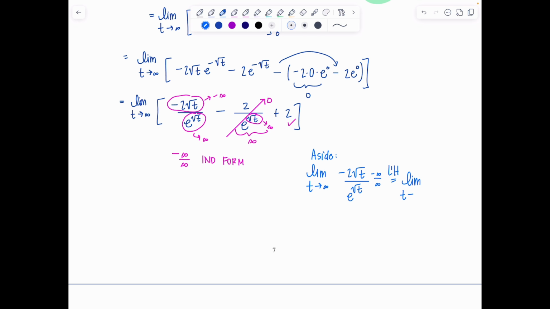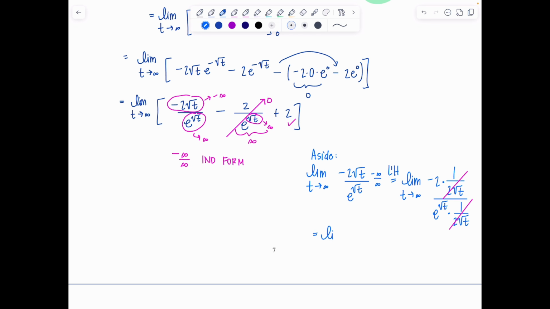Limit as t goes to infinity. So the derivative of negative 2 rad t, leave the negative 2, derivative of rad t is 1 over 2 rad t, over, and then the derivative of e to the something is e to the something, and then I have to do the chain rule. Derivative of rad t is 1 over 2 rad t. Okay, that's good, because these 1 over 2 rad t's cancel, and then we don't have to do L'Hopital's rule again.